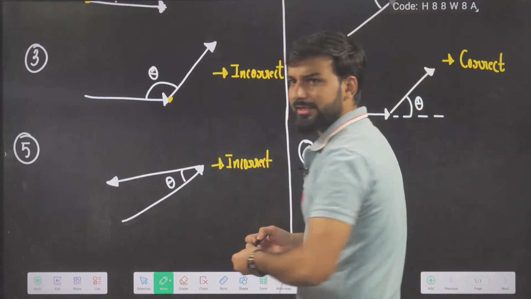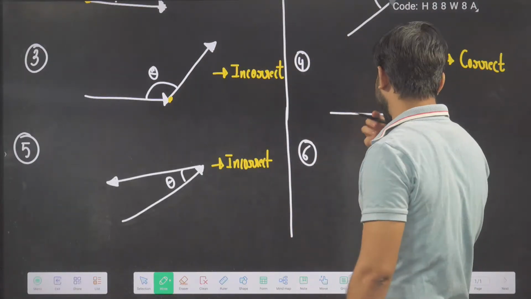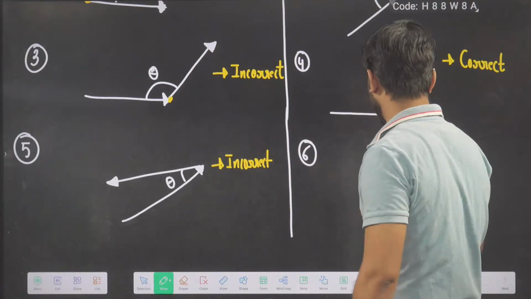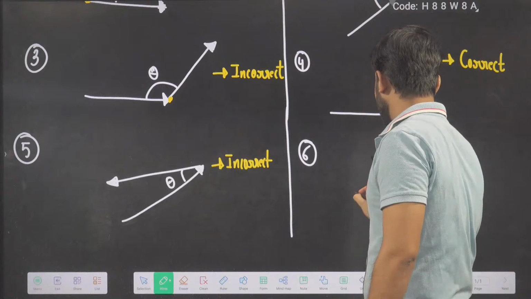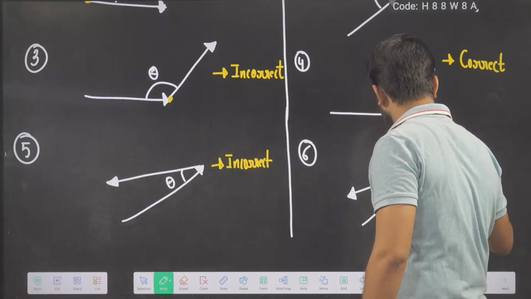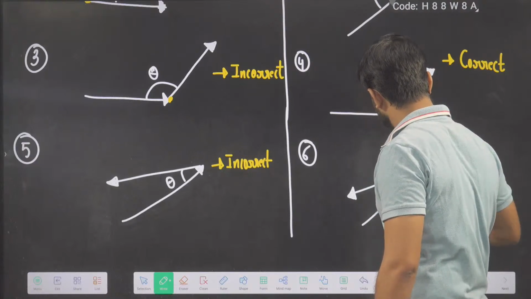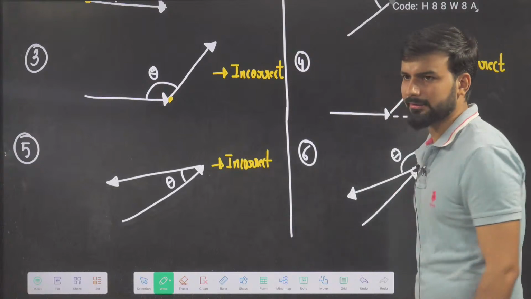Okay. So the next question you will be having something like this. What should I make now, something more difficult? Okay. So the next question, similar diagram, similar thing. Tell me, is this correct or incorrect?